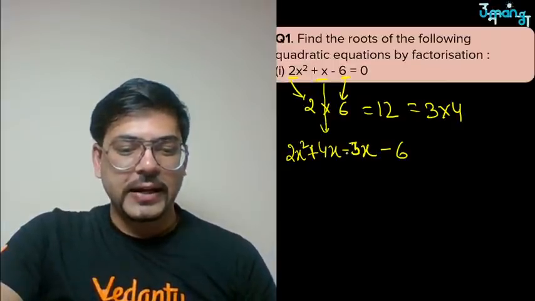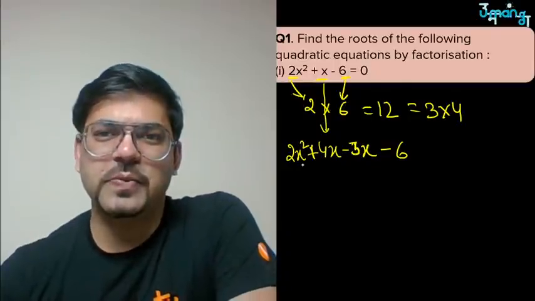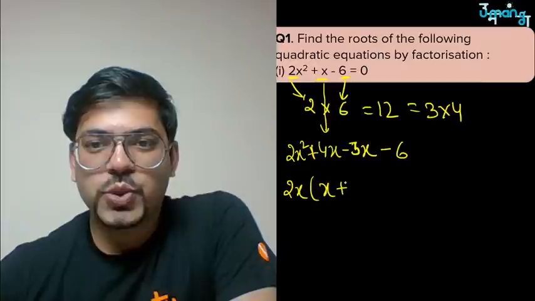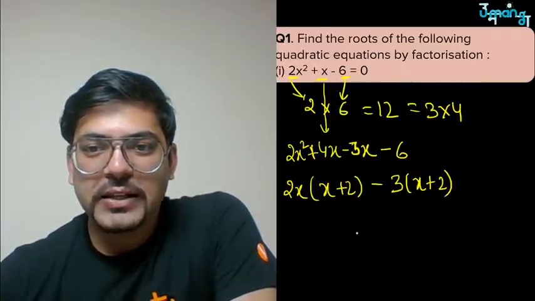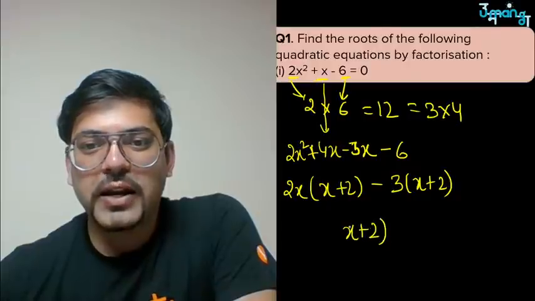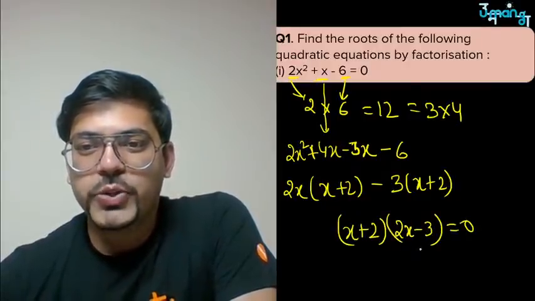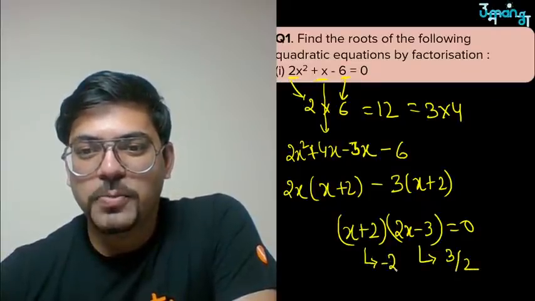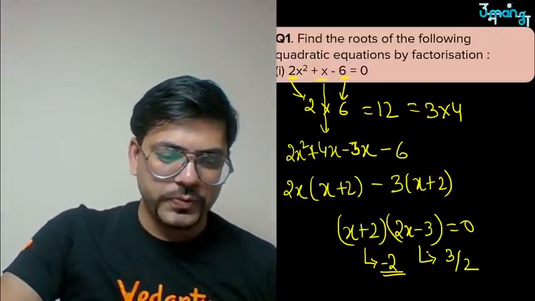Did you all understand it? Can I get a yes from all of you? Okay, students are even giving the answers. Wow, man. So we have got 2x as common. x plus 2 will remain here. Minus 3 as common. x plus 2 will remain here. And then we can take x plus 2 as common and remaining will be 2x minus 3. And hence, if I make it equal to 0, I will be able to find the 0 as 3 by 2. And here the 0 will be equal to minus 2. Fine. Did you all understand it? Can I get a yes from all of you?